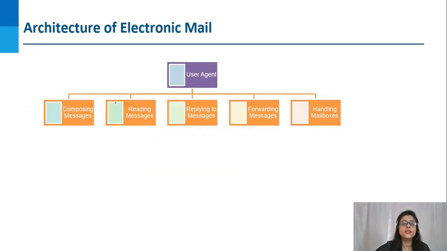Now the user agent responsibilities are manifold.